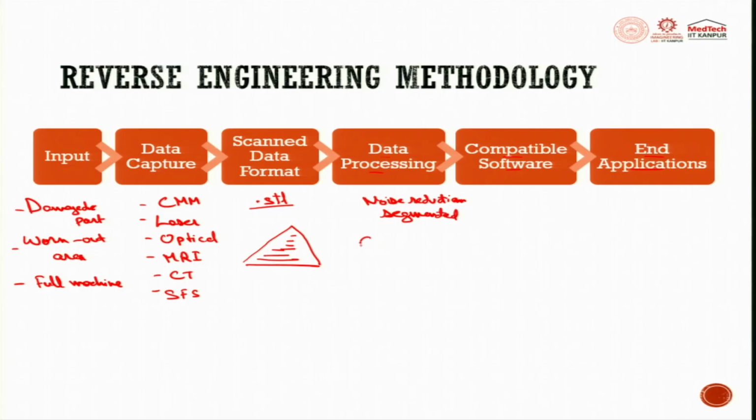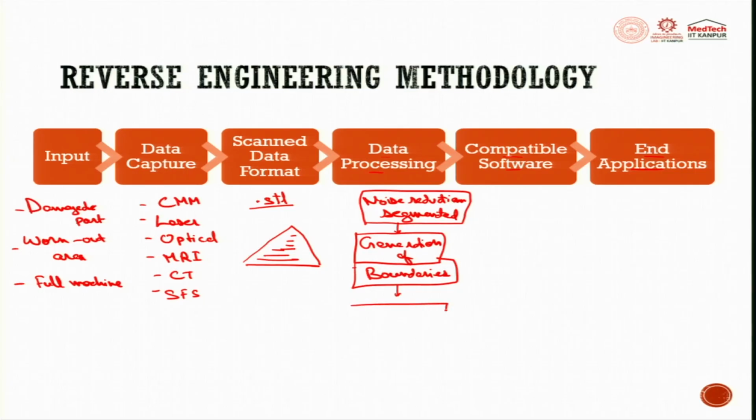Then in the processing we generate the boundary curves, generation of boundaries. Once the data noise is reduced, these are still the points. From these points, we try to generate the boundaries of the major components. From these major components, these are the complete boundaries. From the major components, we try to generate the surfaces.